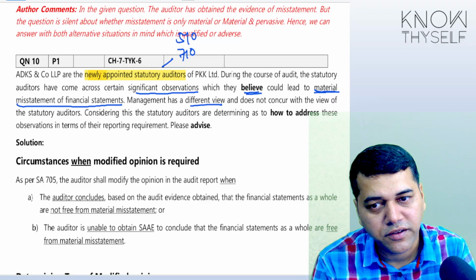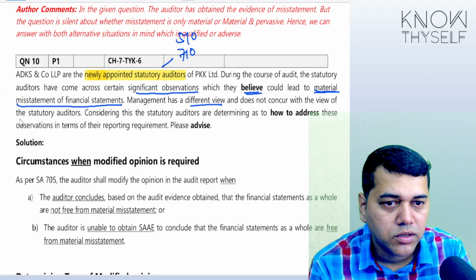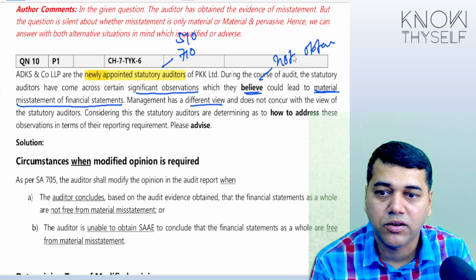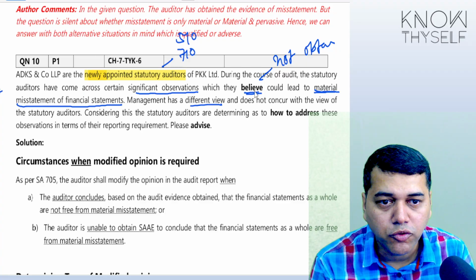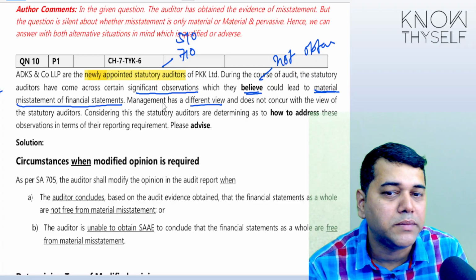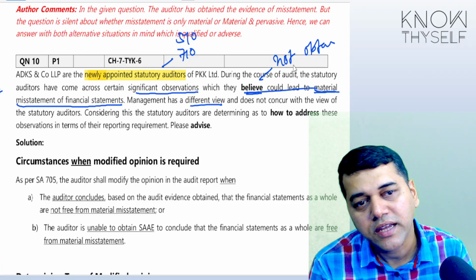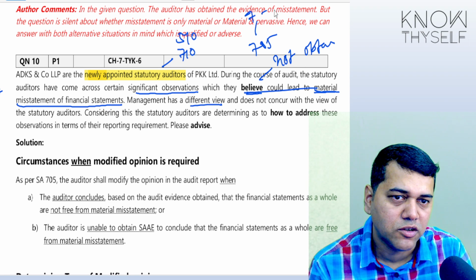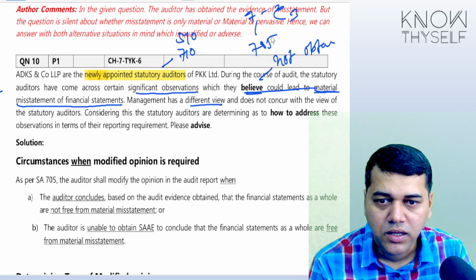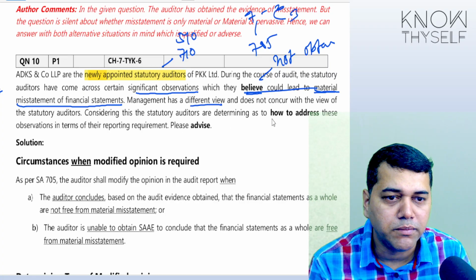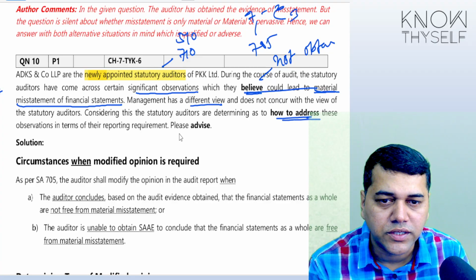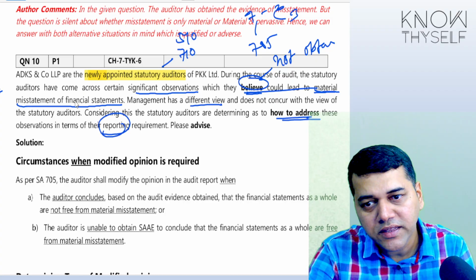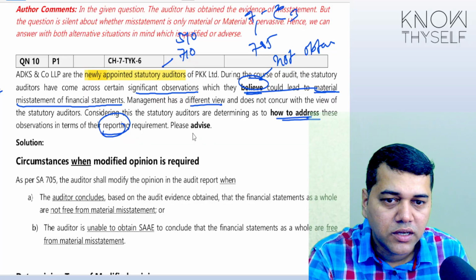So can I talk about SA 450? Because I have figured out, I believe, that means I have not obtained evidence. So I can remove 450, but you see the keyword: believe that there is a material misstatement. I can say that you can see this only in SA 705. From this chapter, chapter number 7, concept number 3 should strike you. The statutory auditors are determining how to address the observations as per their reporting. See, with these 3 things, believing that there is a misstatement, you want to report, please advise.